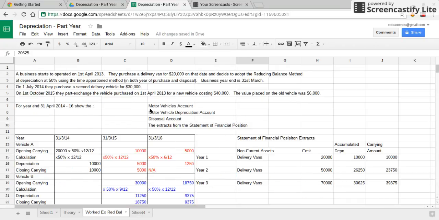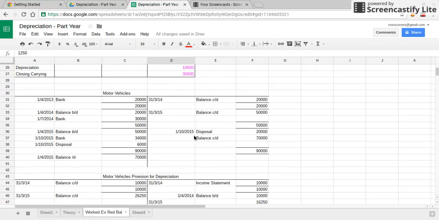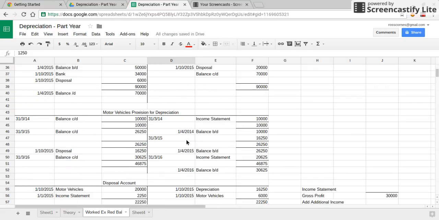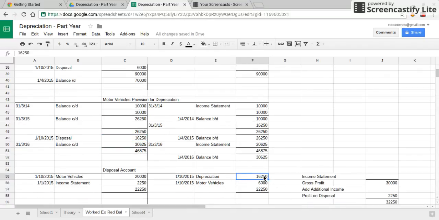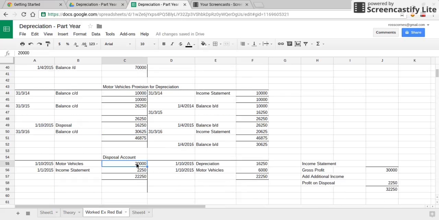If you've laid out your workings the way that I've done, then this is quite easy because we know that in the first year for vehicle A that we disposed of, we had $10,000 worth of depreciation. We added 5,000 and then 1,250. So we're going to transfer to the disposal account a total of $16,250 worth of depreciation. Closing balance, 30,625.